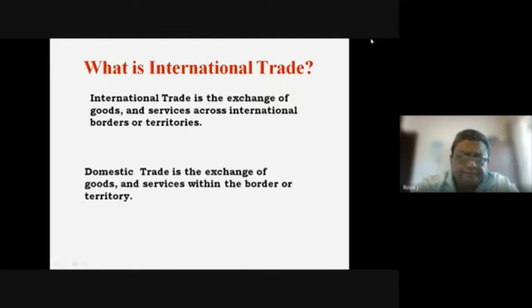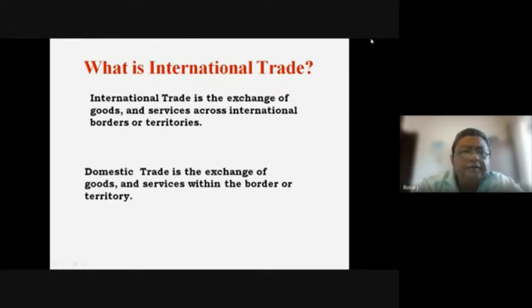Right now, today we are talking about international trade. Now, what is international trade? It is very simple. Basically, international trade is more or less an English word. International: inter means in between, national means nations, right? So it is trade between nations. That is what we call international trade.